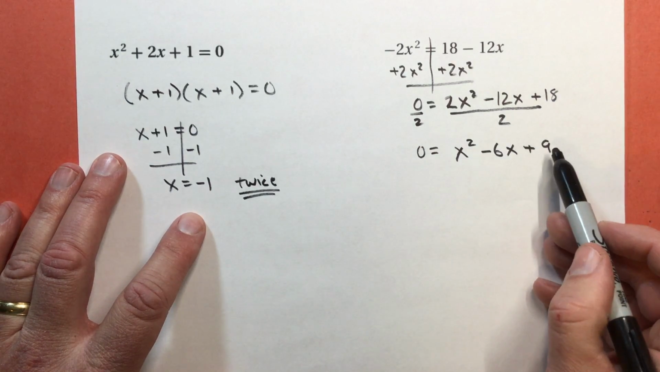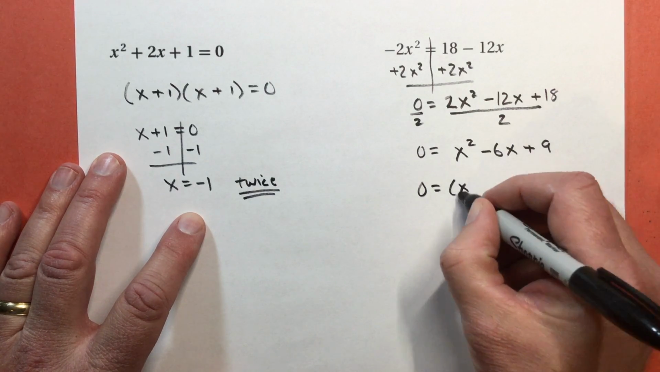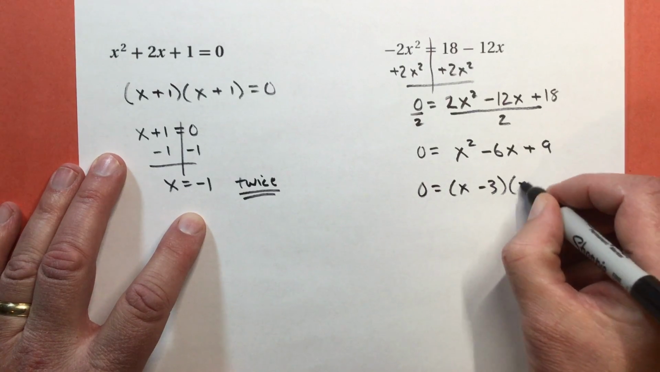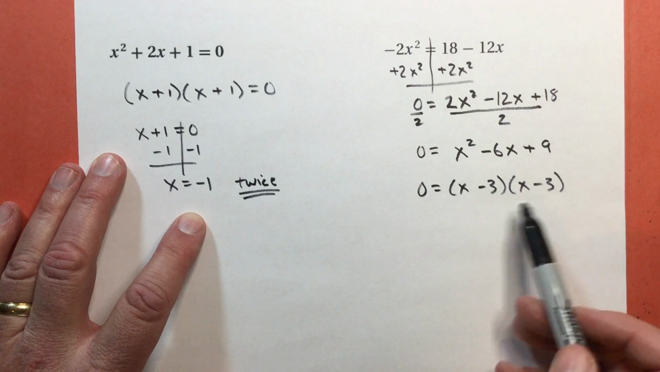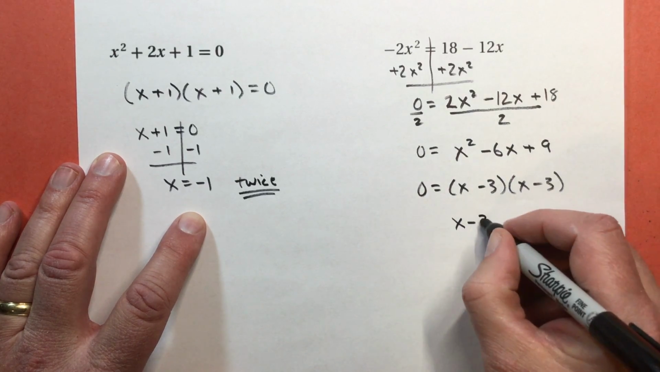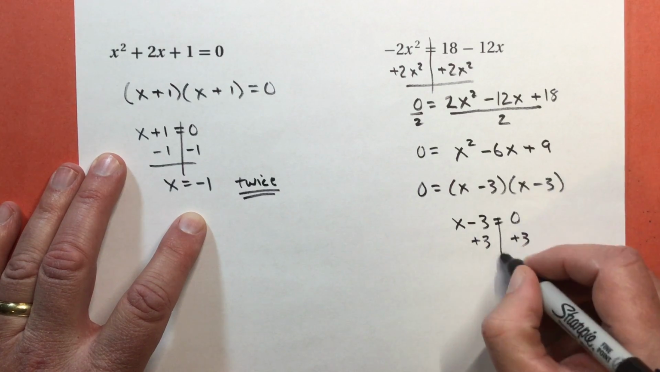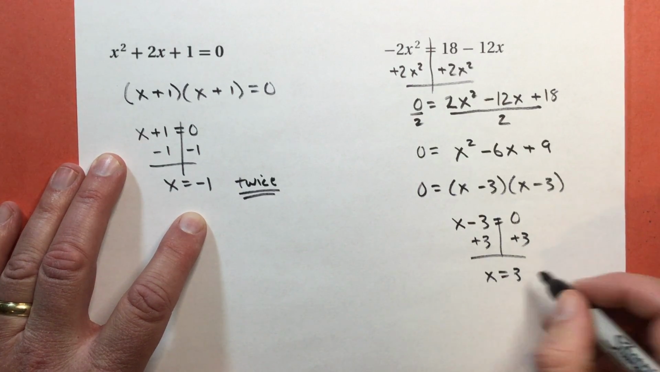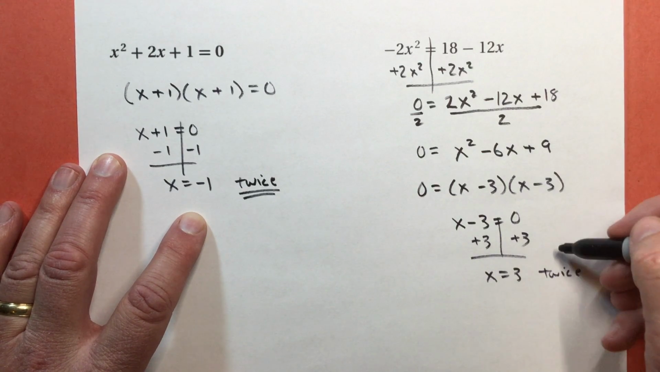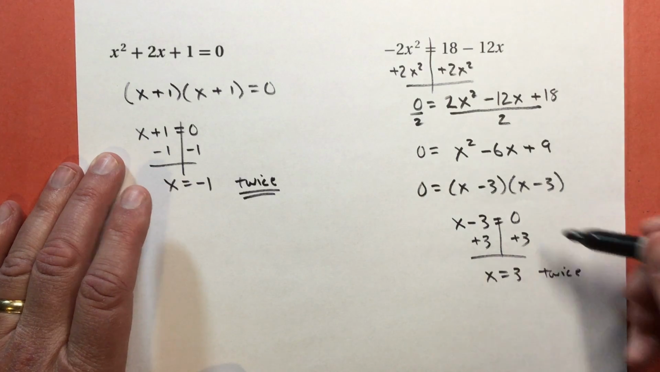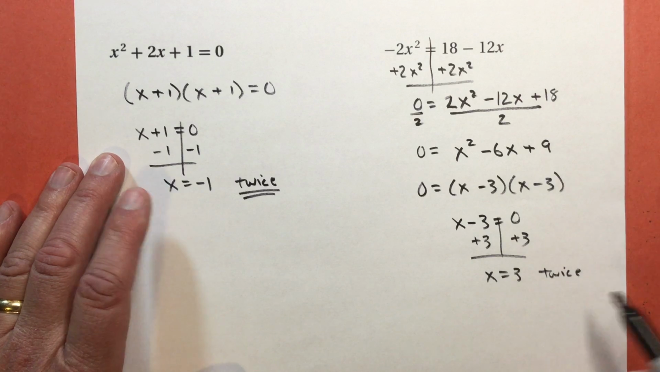All right, what two numbers multiply to give positive 9 but add to give negative 6? This is going to be x subtract 3 times x subtract 3. And just like this one, I get the same factor twice. So I get x equals 3 twice. And sometimes I've seen students show it with the other one. That's okay, I don't care. You're just copying what you just did. So it's the same thing. As long as you tell me you got it twice, you're good.